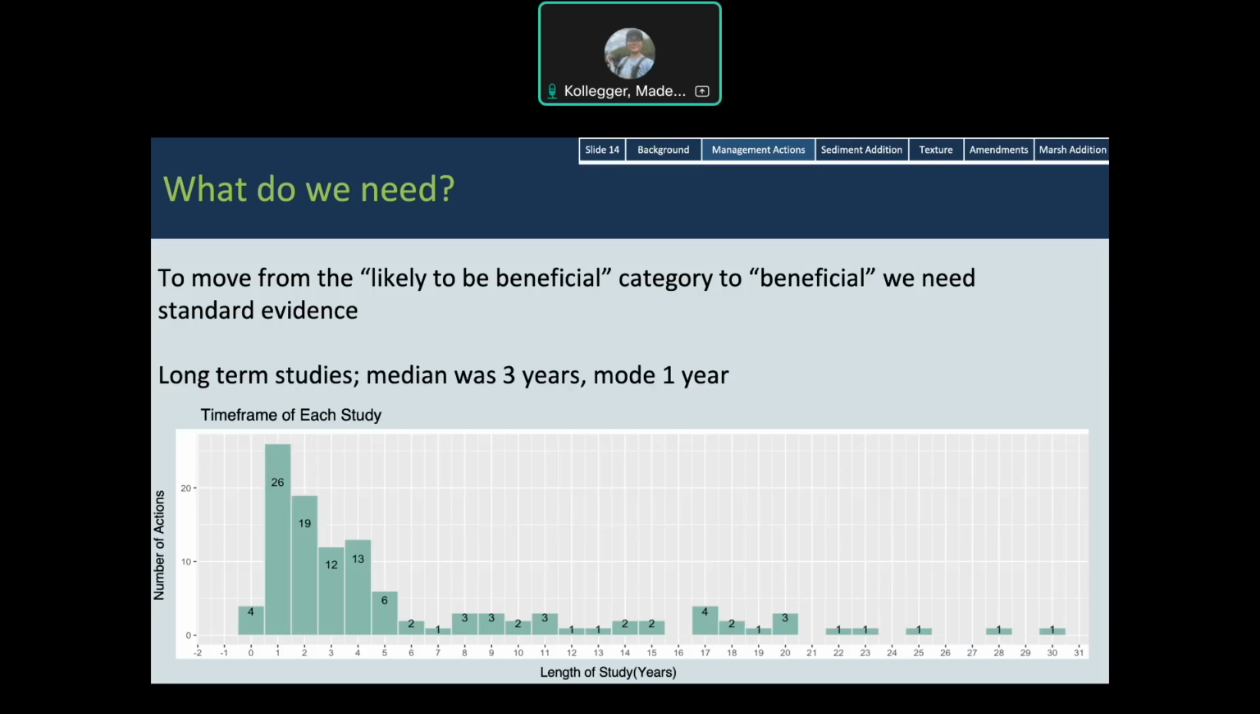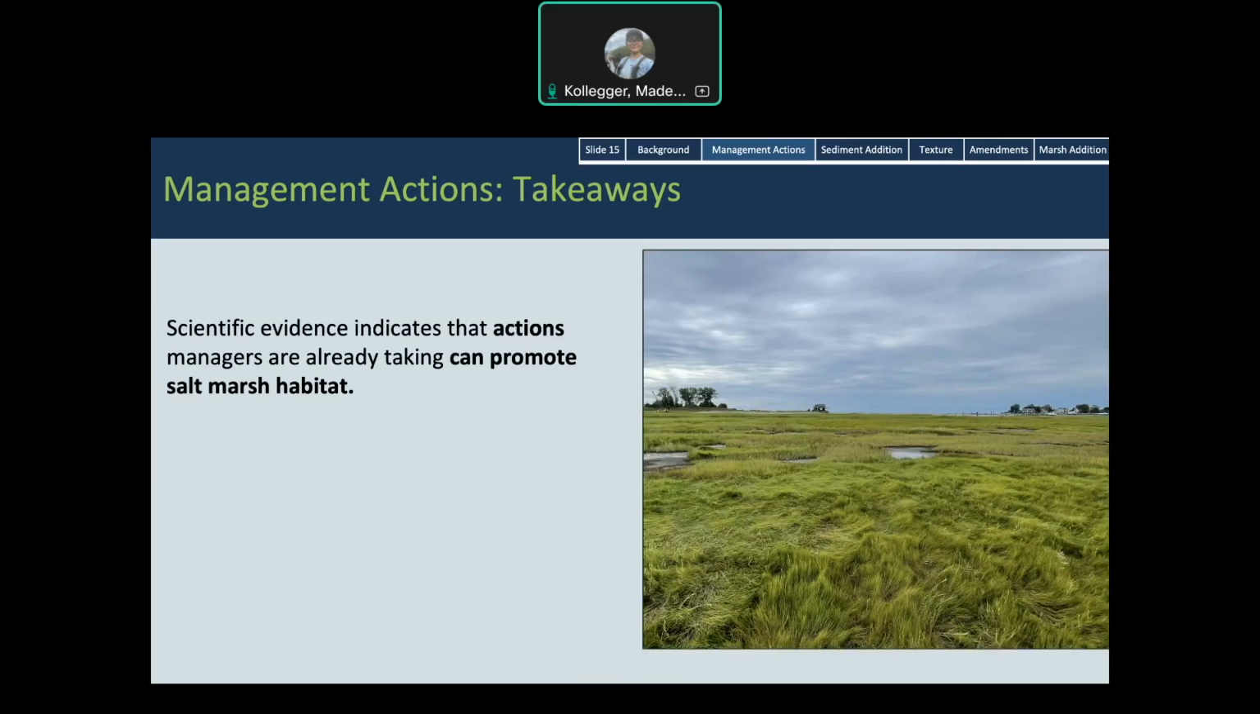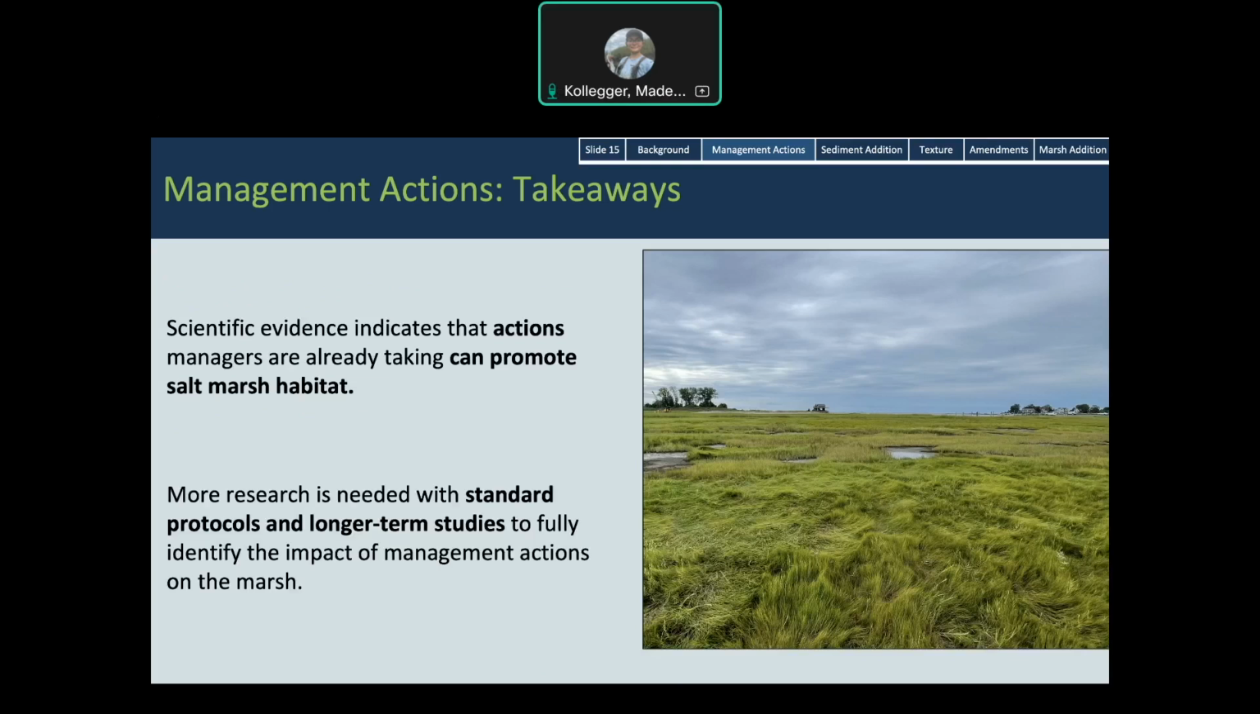So vegetation can grow pretty quickly. So you can definitely likely capture it in that 3-year span, but other parameters such as biogeochemistry are going to take decades to recover after that restoration activity. And so the trajectory of that management outcome is not going to be clear unless you're studying it for longer periods of time. And so that brings us to our takeaway today, which is scientific evidence indicates that actions that managers are already taking can promote salt marsh habitat. And of course, more research is always needed, with standardized protocols and longer-term studies to fully identify the impact of management actions on the marsh.